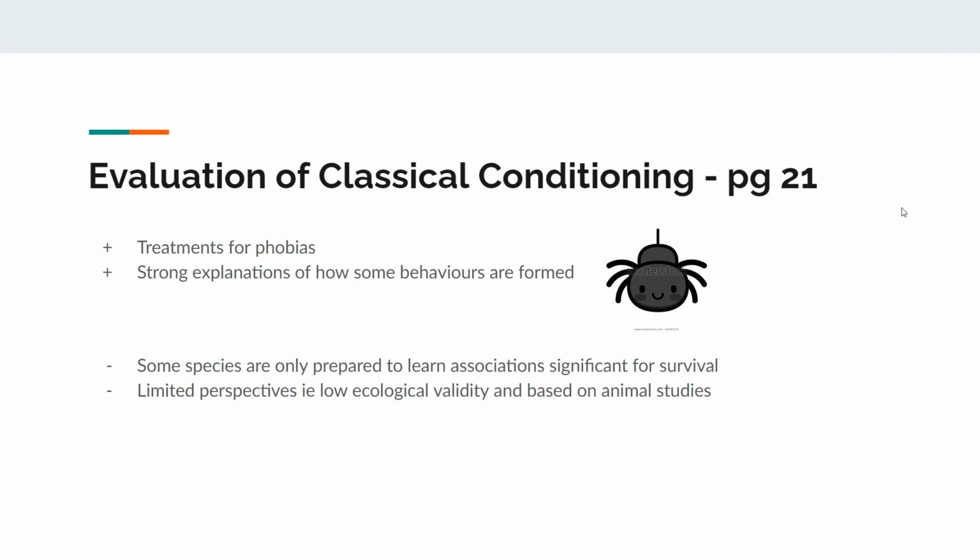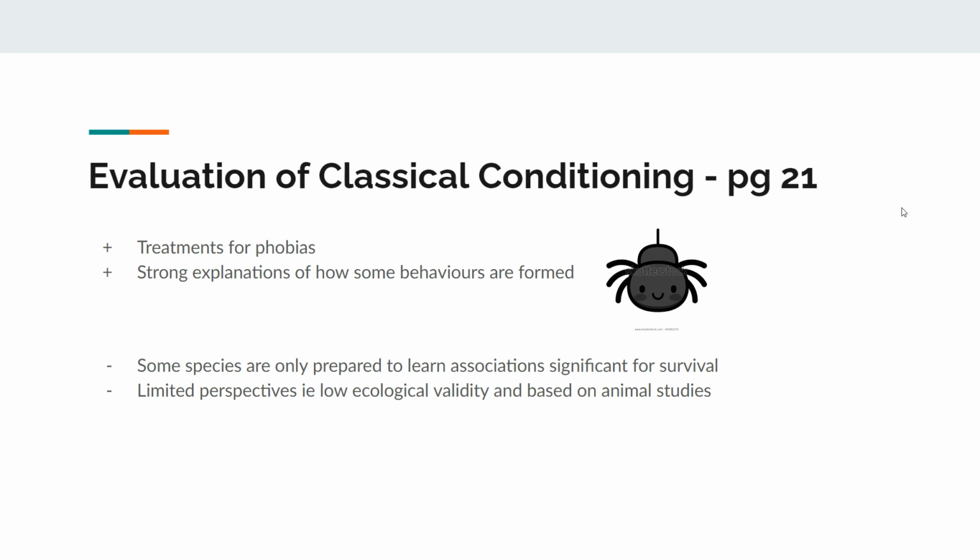Okay, so hopefully you've done the Watson and Rayner work. So now we're looking at the last part of classical conditioning. We're looking at evaluating classical conditioning. So this is on page 21 of your booklet. I've only put very, very brief bullet points on the presentation because there's more detail in your booklet or indeed in your textbook. So I just want to talk through these points with you.